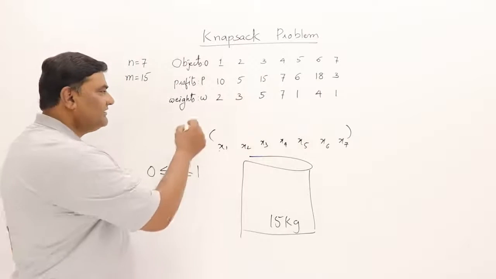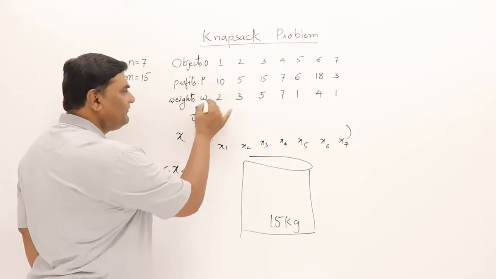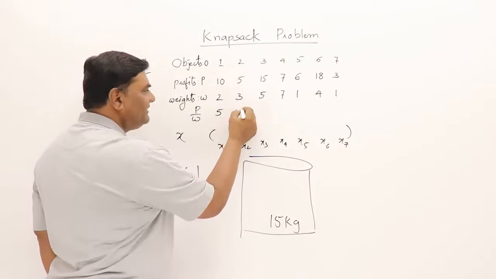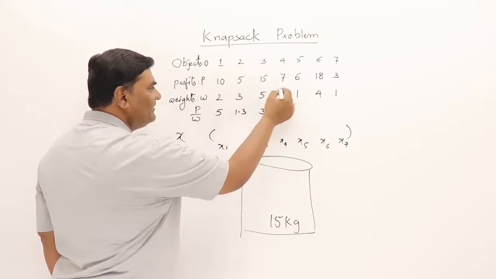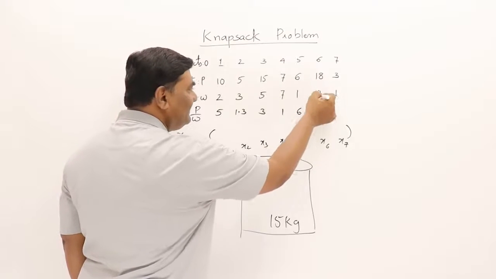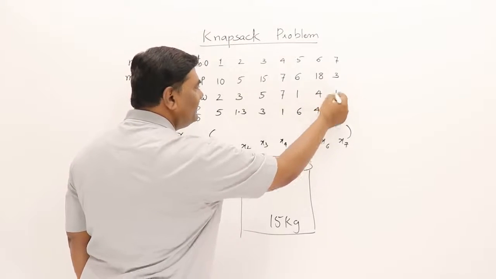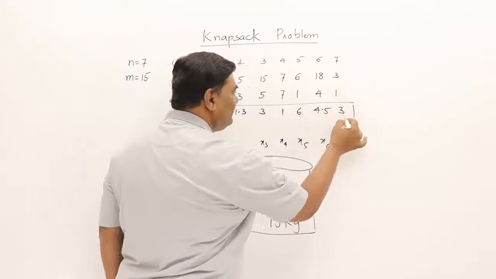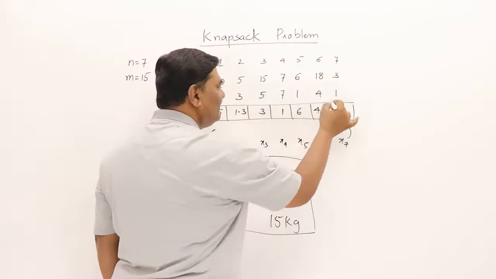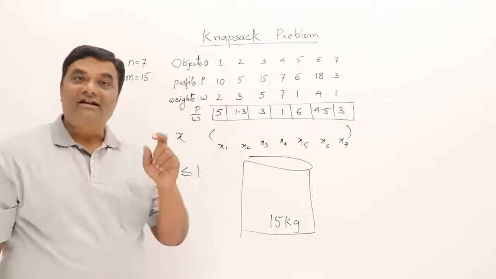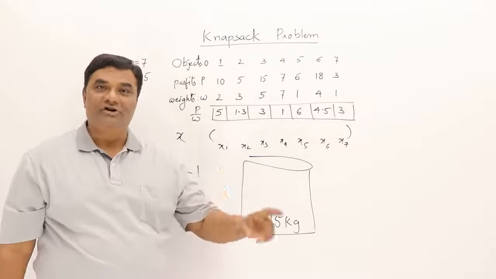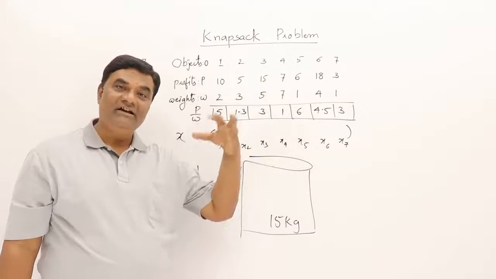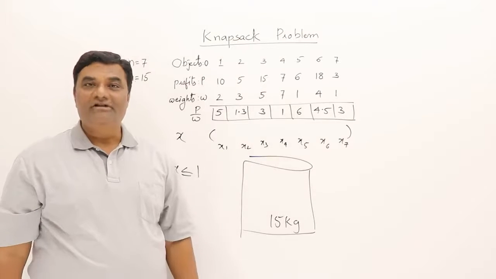So I should calculate this. I will calculate profit by weight for all these objects. So this is 5, this is 1.3, and this will be 3. This is 1, this is 6, 18 by 4 is 4.5, and this is 3. Now I have the profits and weights of all those objects. Yes, this is the right selection procedure. The objects should be selected based on their profit by weight. The one having the highest profit by weight, I should put in the bag first.